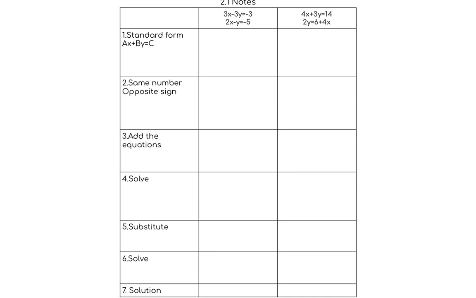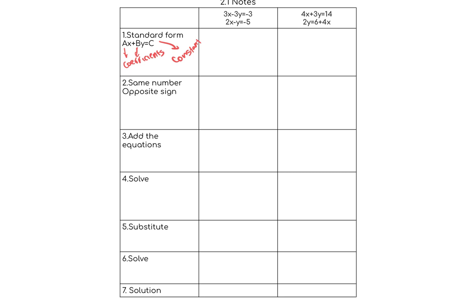Okay, so for solving systems of equations by elimination, these are the steps. We're going to start by making sure that we have standard form where we have x, y, equal sign, and a constant. A and B are coefficients, numbers in front of the variables. C is a constant.